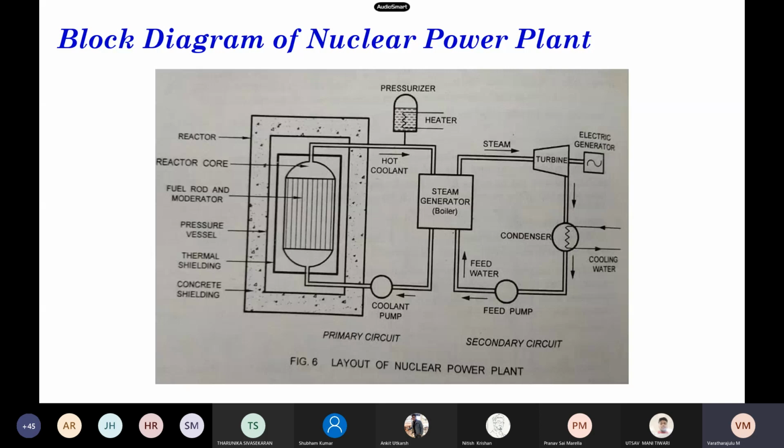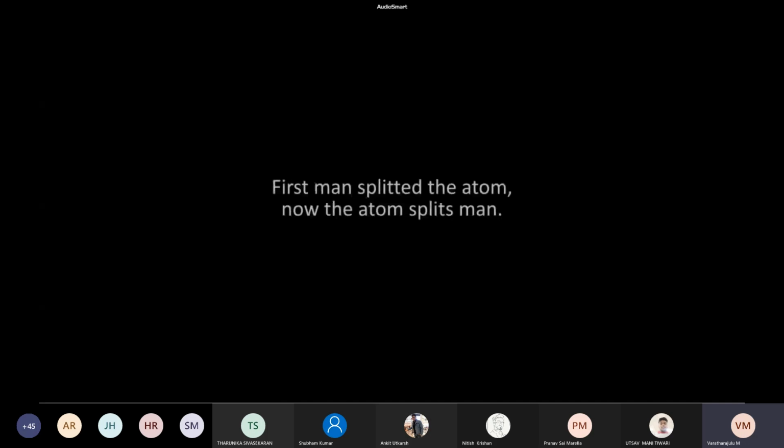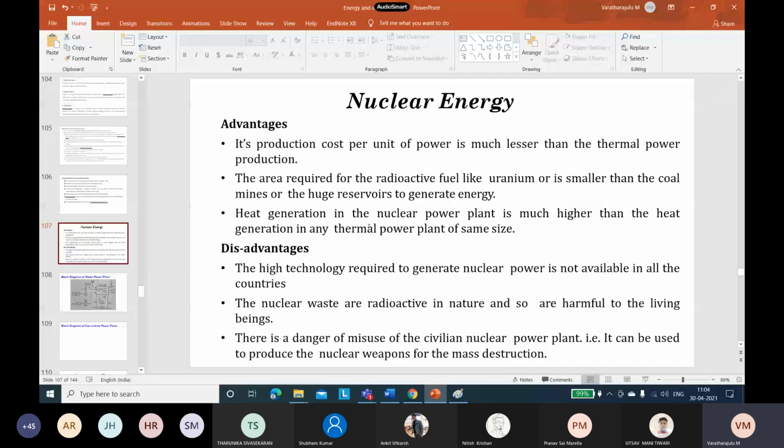And we have the steam generator, feed pump, and steam turbine. The condenser part is very similar to that of the thermal power plant. And that's all about the nuclear power plant. This is what we were seeing yesterday. And we will discuss the advantages and disadvantages. See, concerning the advantages, less fuel is enough.